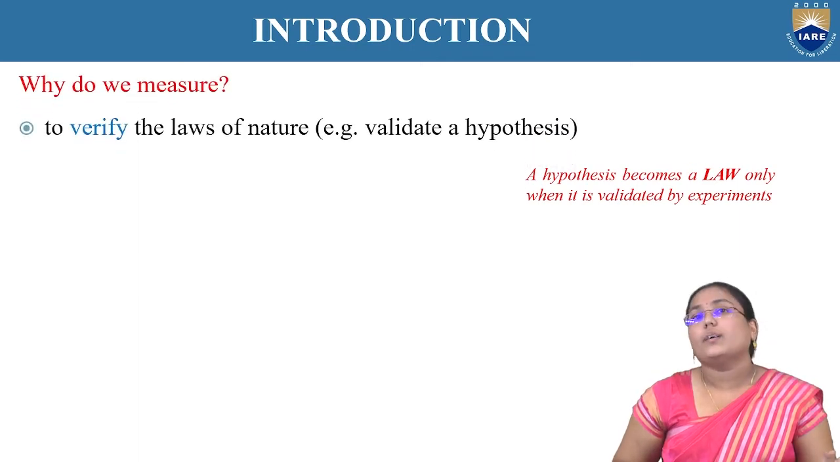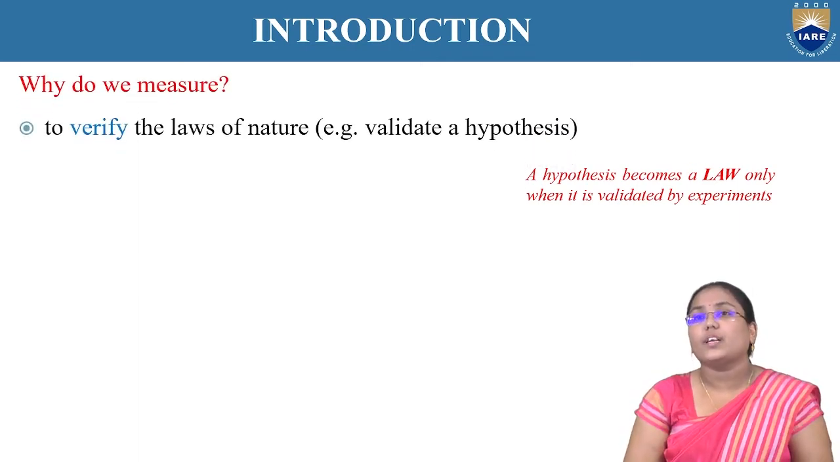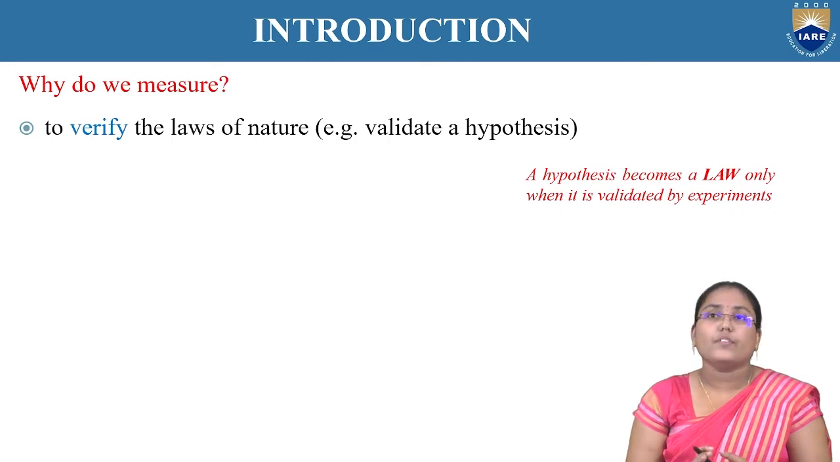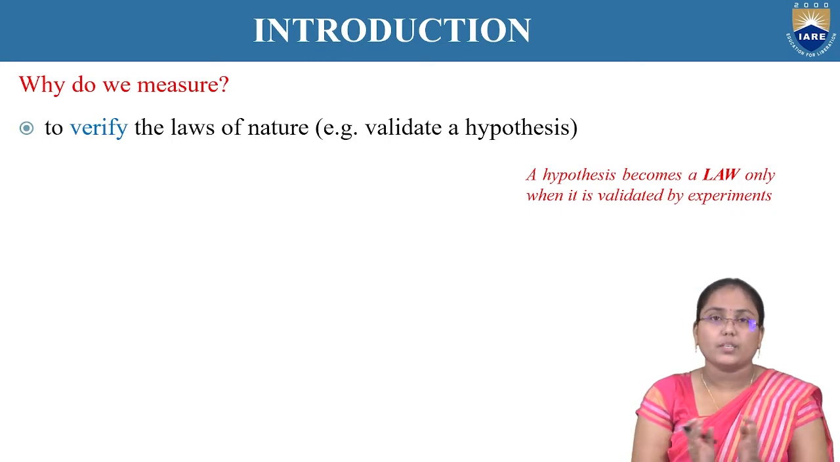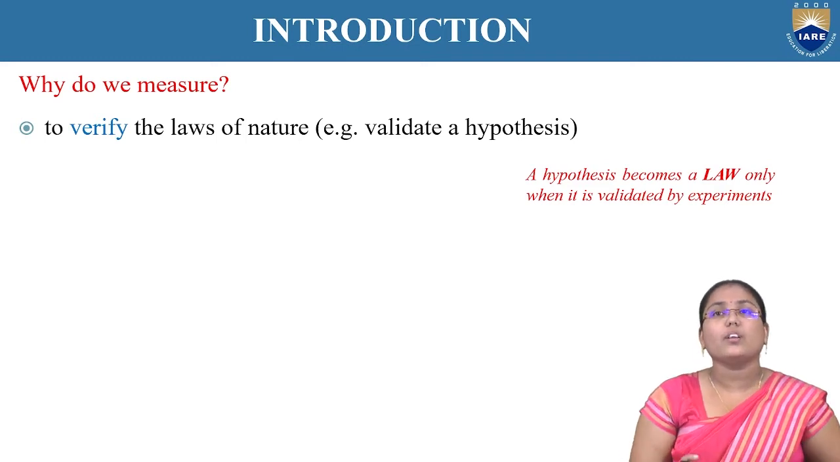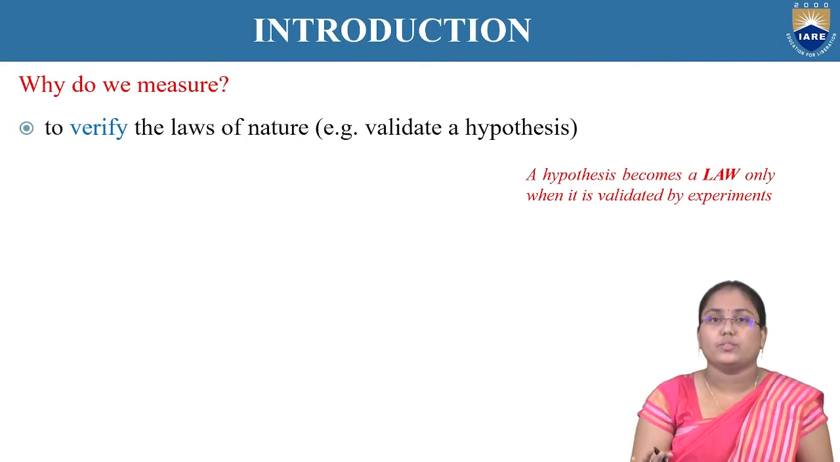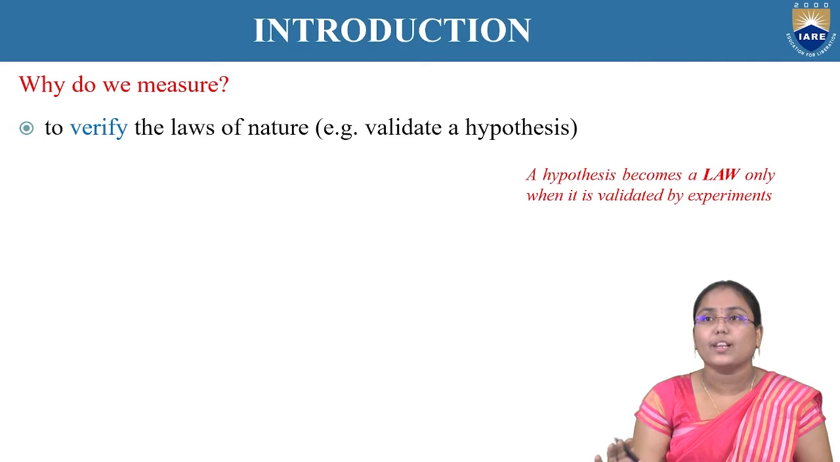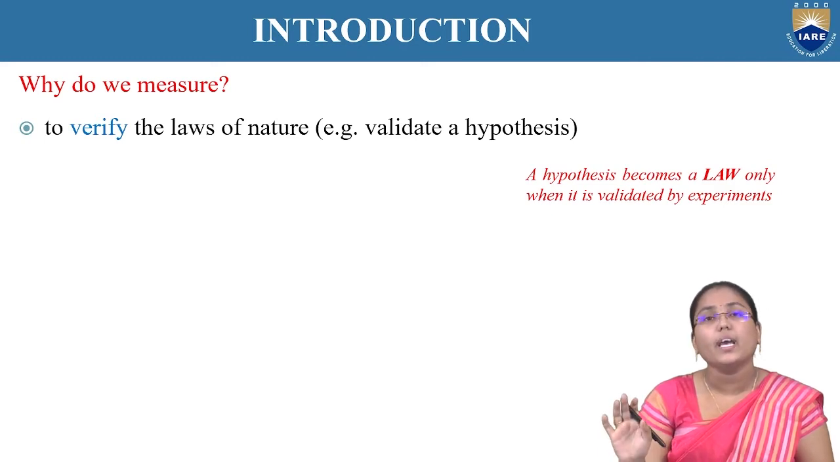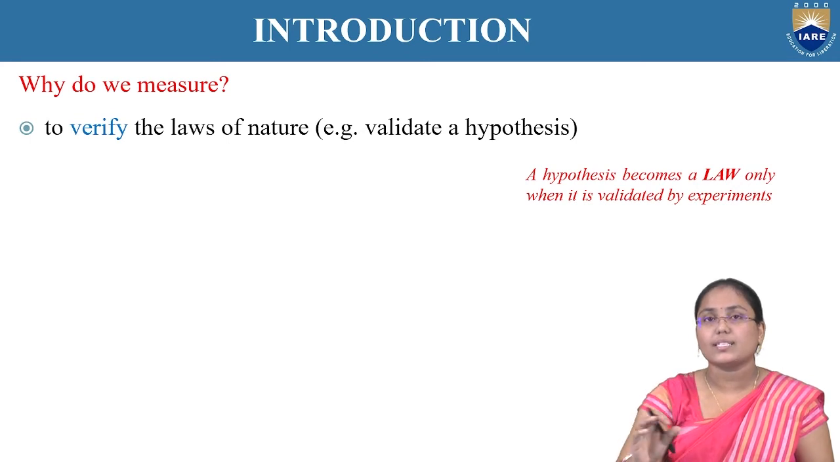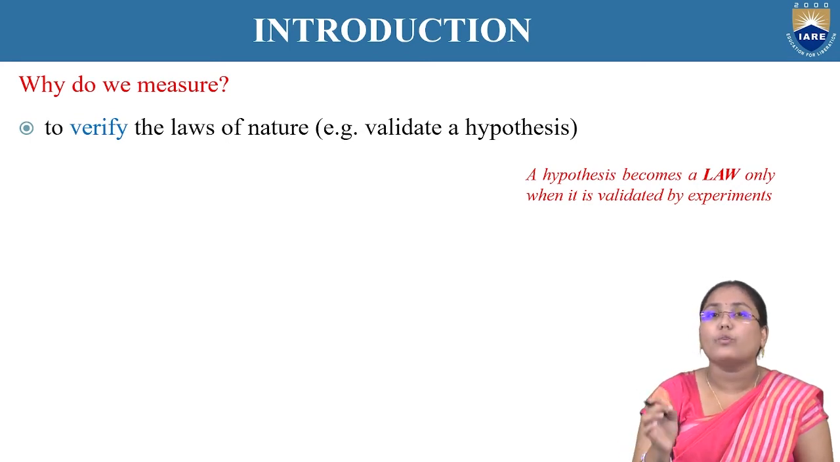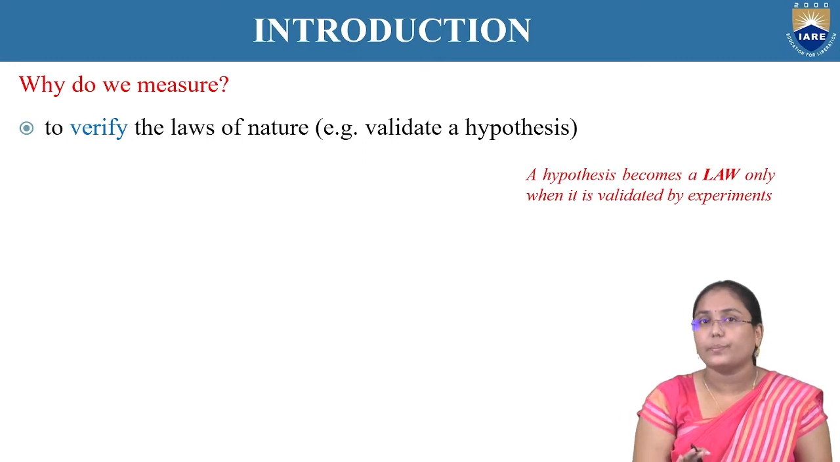So here, why do we measure? The next thing is to verify the laws of nature. If we speak about laws of nature, initially any law will be a hypothesis. A hypothesis becomes a law only when it is validated by experiments. So first they state something, but they have to validate the particular hypothesis, and only then can we say that the particular law holds.